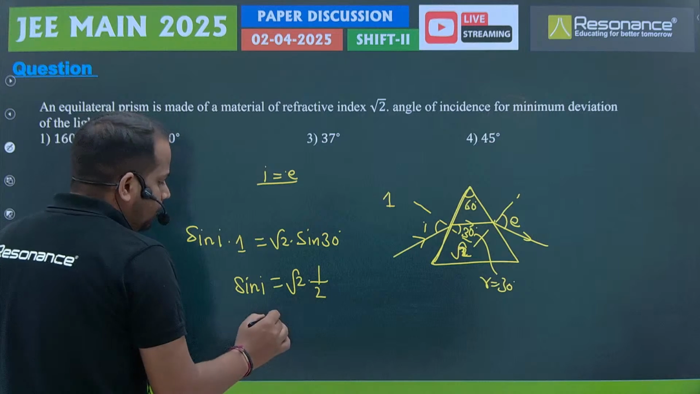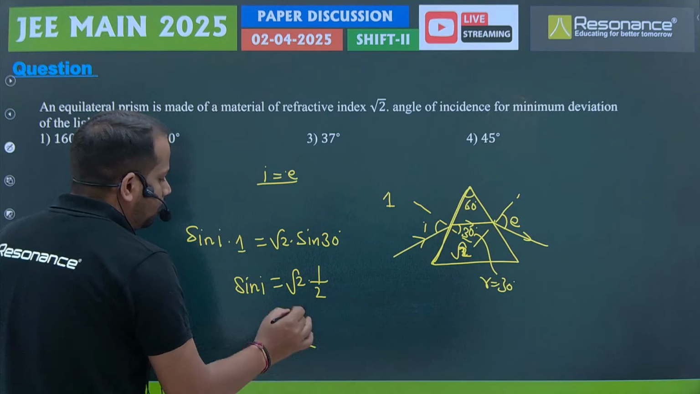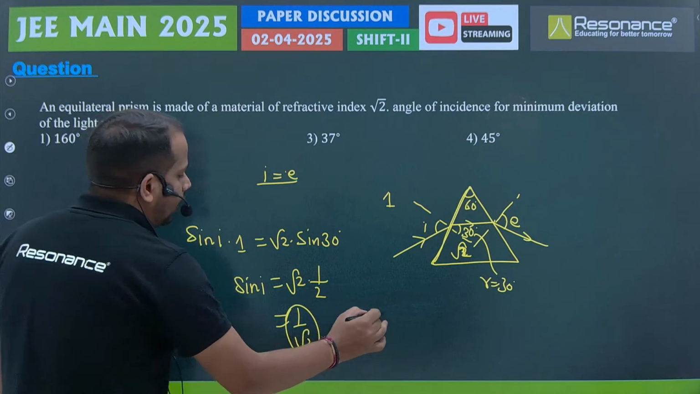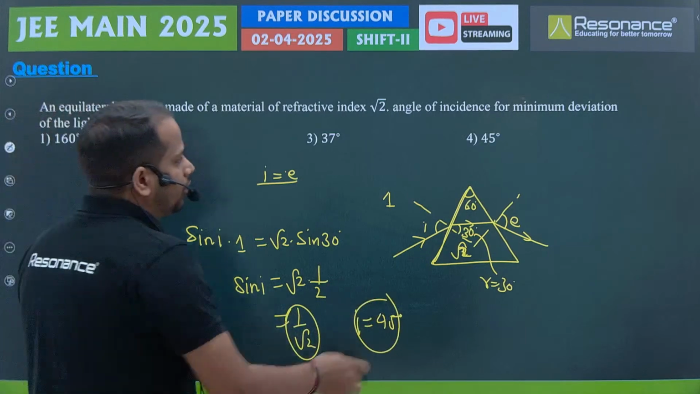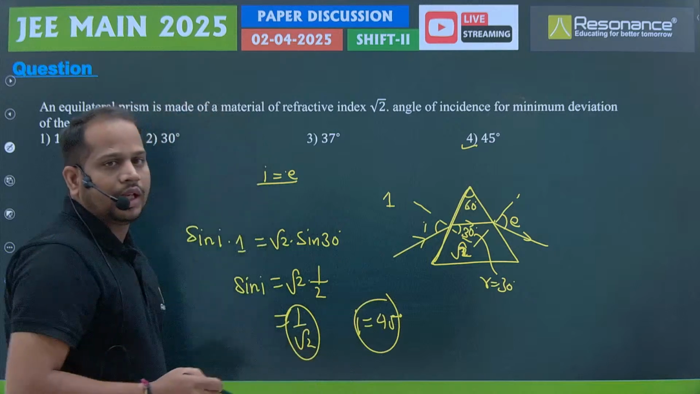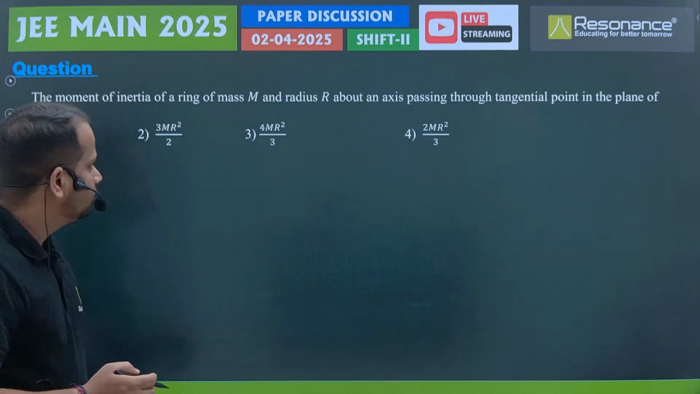1 by 2, so that equals 1 by √2. 1 by √2 means you can say the angle i is equal to 45 degrees over here, right? So we can say this is the correct answer we have. Okay, now let's move on to the next one.